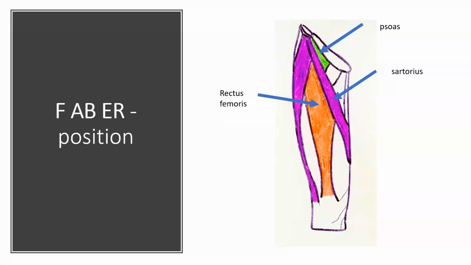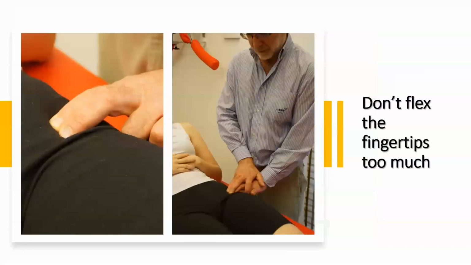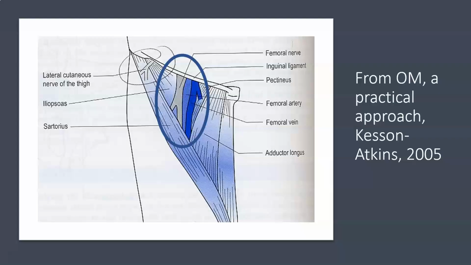Lateral from the sartorius we also have the rectus femoris, and I come back to that a little bit later on. When we palpate and friction the psoas, make sure you don't flex your fingertips too much. We always do that with flat positioned fingers, otherwise it could be too sensitive for the patient. If you palpate too far medially, then of course you come in the neighborhood of the arteria, vena and nervus femoralis, and it is not the purpose that you friction over there.